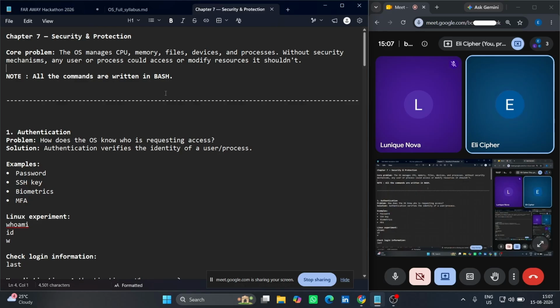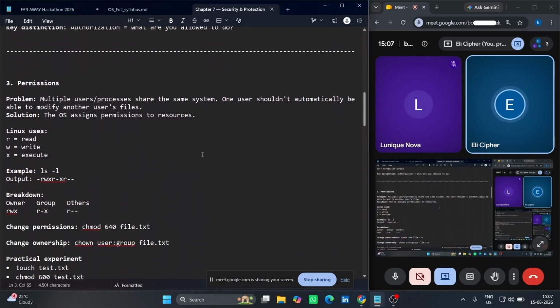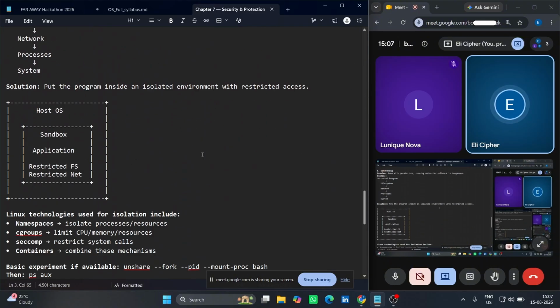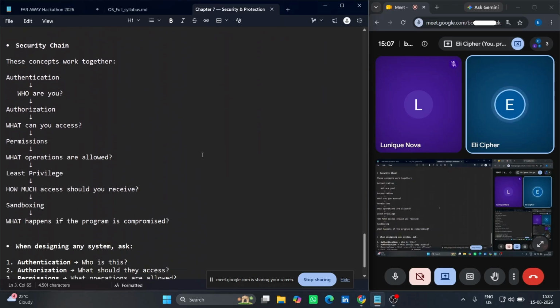So yes, here's the problem. Now we are going to tackle this problem with our operating system, right? Earlier we have covered how the OS manages CPU, memory, files, devices, file system, and so on. All the things about our operating system. And now we are moving to the security part. Here are a few terminologies: authentication, authorization, permissions, least privilege, and sandboxing. Yes, only 5 terminologies are here. We have to see only these 5 terminologies.